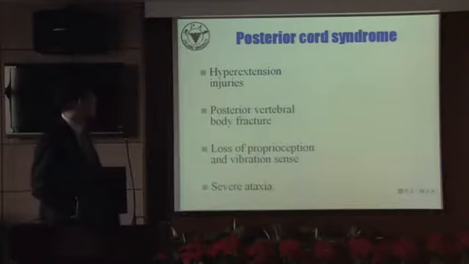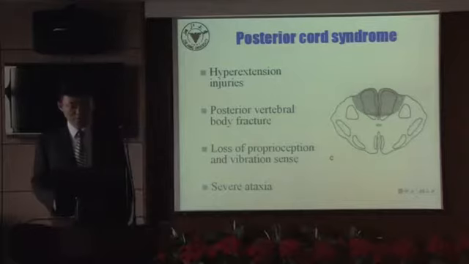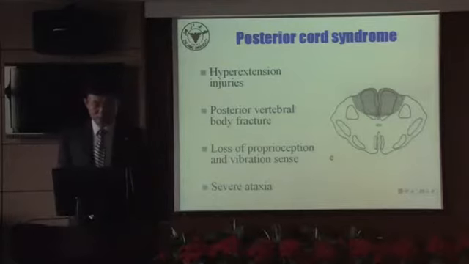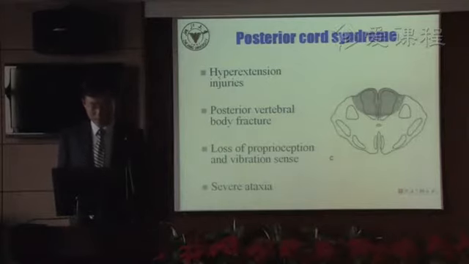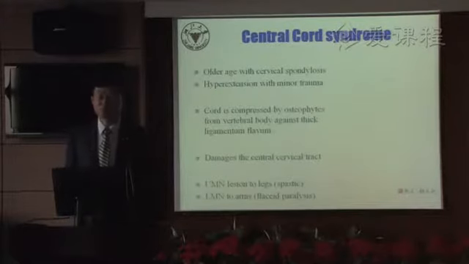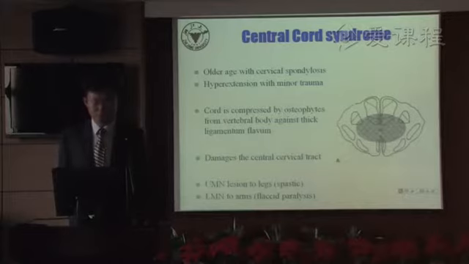Posterior cord syndrome: hyperextension injuries, posterior vertebral body fractures, loss of proprioception and vibration sense, severe ataxia. Central cord syndrome: old age with cervical spondylosis, hyperextension with minor trauma, the cord is compressed by osteophytes from the vertebral bodies against the thick ligamentum flavum, which damages the central cervical tract.